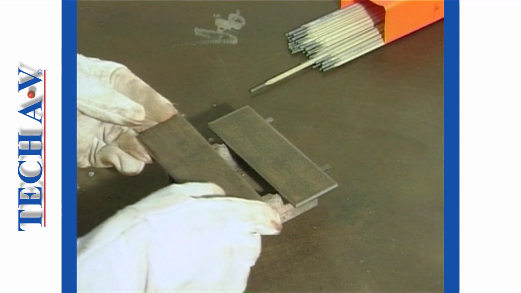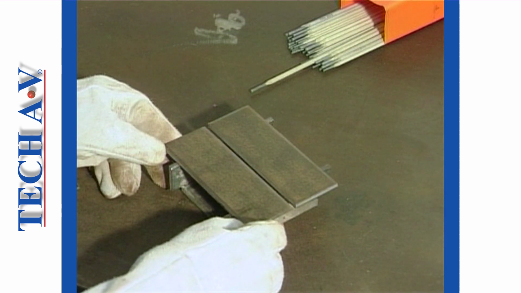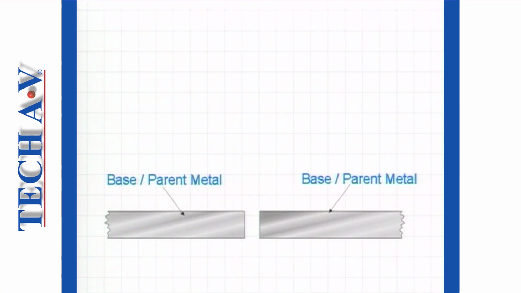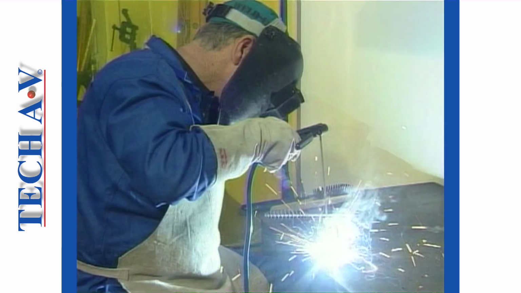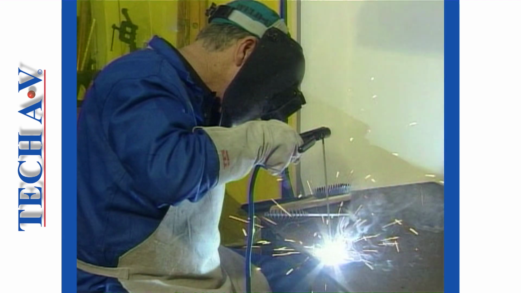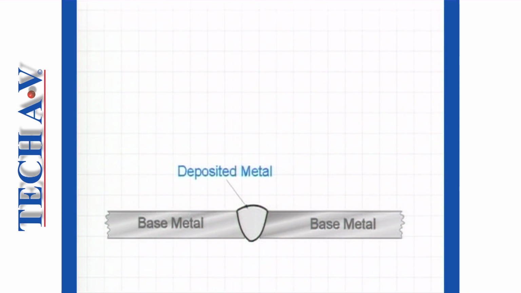The metal components or members to be joined using a welding process are referred to as base or parent metal. Metal that will be added to the joint during welding, such as that from an electrode, is known as filler metal. Once filler metal has been added to the joint, it is called deposited metal.